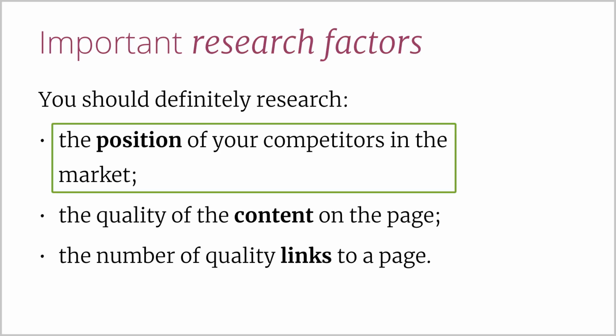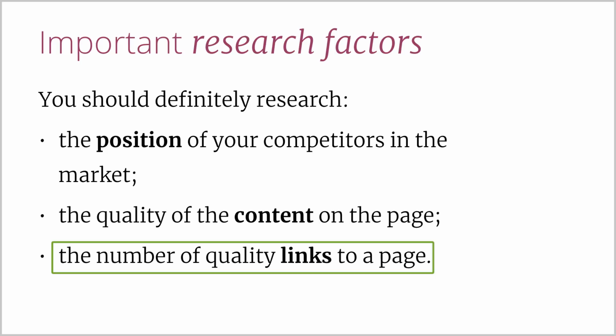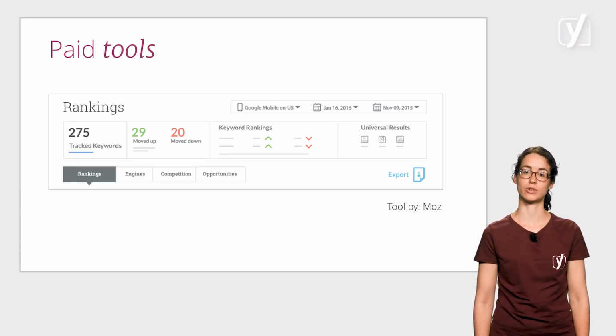Researching the position of your competitors in the market and the quality of the content on the page often gives you a good idea of whether you'll be able to outperform a competitor. The number of quality links to a page is also an important factor. There are several backlink analysis tools that help you determine this. We'll explore how to use Google to compare yourself with your competition in a later video in this module. And if you want to learn more about all the factors that go into Google's ranking, our basic SEO course is a good start. But let's stick to your keyword research for now.